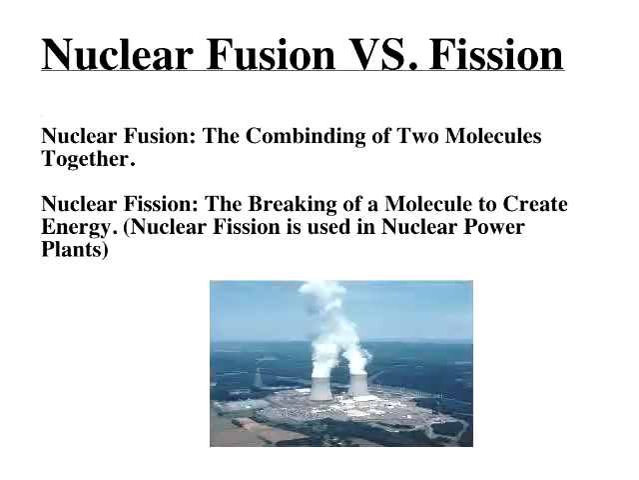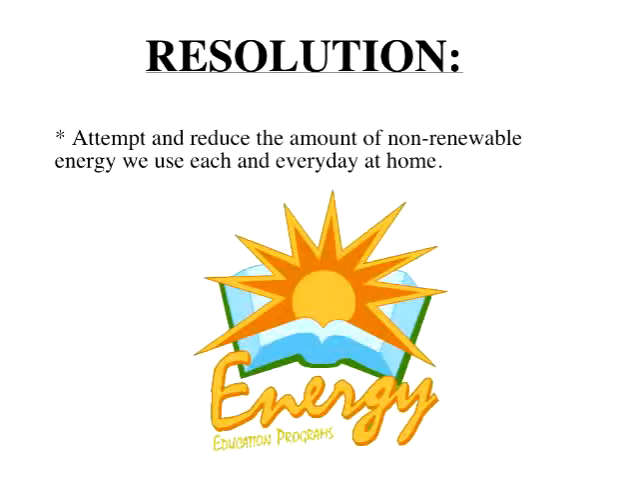The next concept discussed in this particular chapter is nuclear fusion versus nuclear fission. Nuclear fusion is the combining of 2 molecules together. Nuclear fission, on the other hand, is the breaking of a molecule to create energy. Nuclear fission is used in nuclear power plants. So when we talk about a nuclear power plant, we're talking about the breaking, or the nuclear fission, of uranium or plutonium.